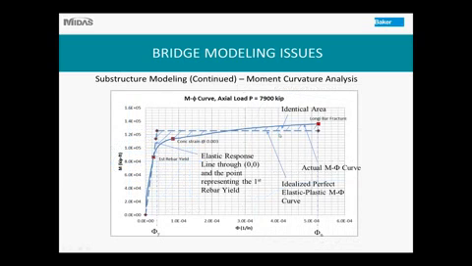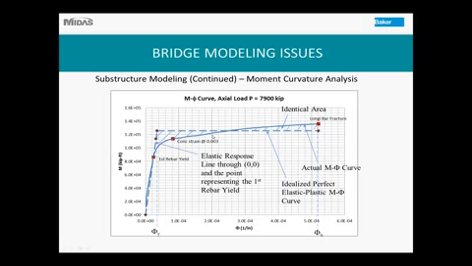So this is a typical calculated moment curvature curve. As you can see, the blue solid line represents the actual M-phi curve, and the dashed line represents the idealized perfect elastic-plastic M-phi curve, what we call the bilinear moment curvature approximation.